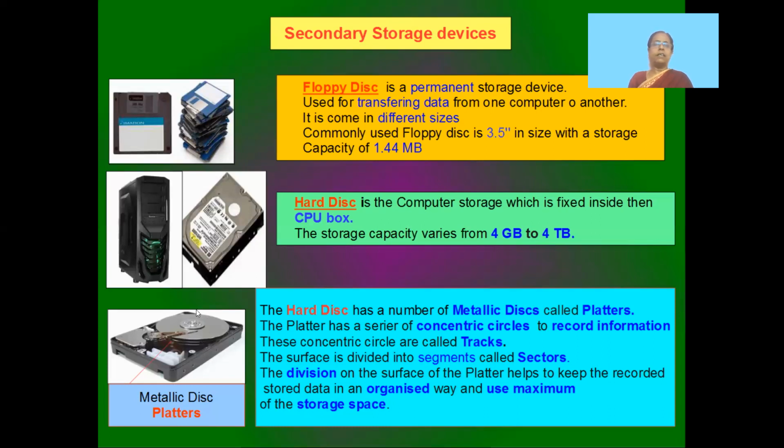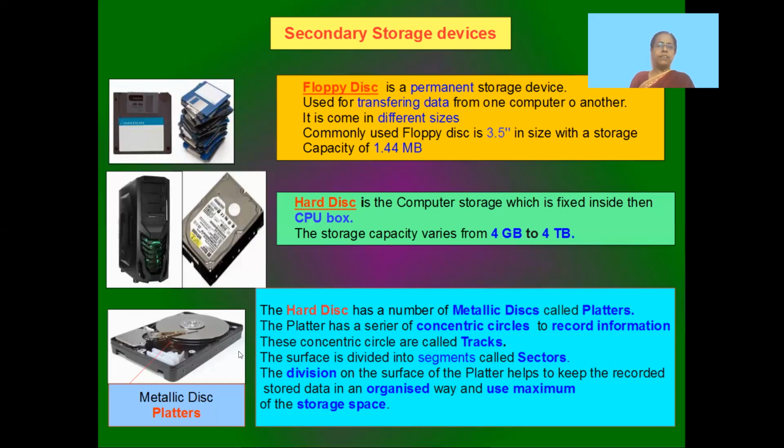Even when you see a CD, you have those circles. These circles help to record information. Each recorded concentric circle is called a track. So what I said: the metallic disks are called platters, and these concentric circles are called tracks. These tracks again are divided into segments. The segments are called sectors. You can call them sectors, like this, one sector.